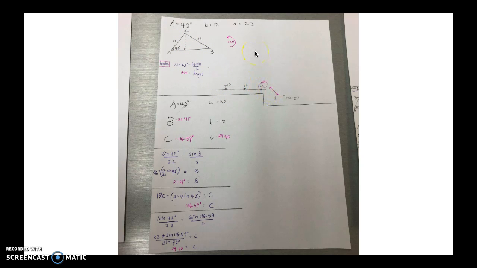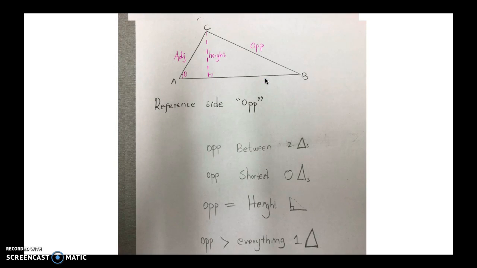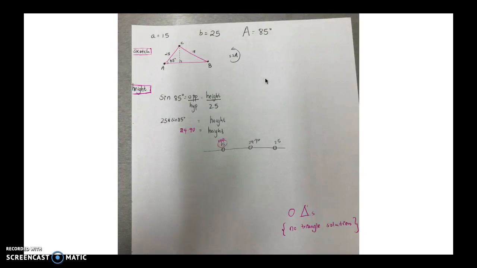And again, what is my reference length? My reference length is the opposite length. So I just kind of circle it. And now is when I ask myself, okay, so what was the case if my reference length was the longest? If I don't remember, I can go back to my cheat sheet. And I noticed that the last option says the opposite side is the greatest out of everything. That means I've got a one triangle solution. Okay, that will be easy.